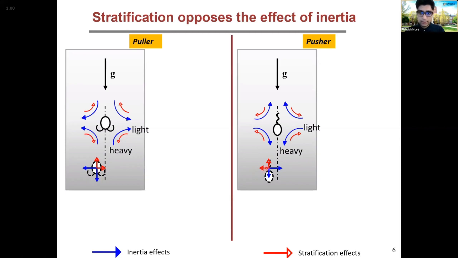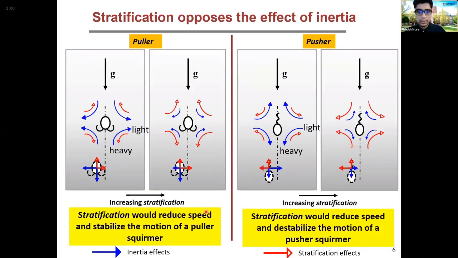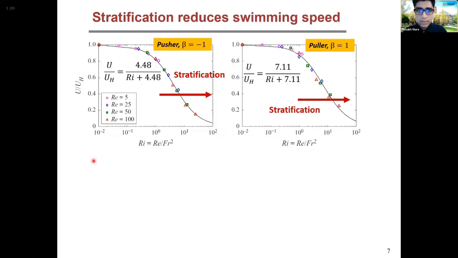these representative arrows here. So as we increase the effect of stratification, a puller becomes stable, and a pusher might become unstable. And since the effect of stratification is to oppose the flow field induced by the swimmers, we can expect the swimmers to slow down. So that's exactly what we see from our simulation results, where these plots show the swimming velocity of swimmers normalized by their swimming velocity in a homogeneous fluid at the same given Reynolds numbers.